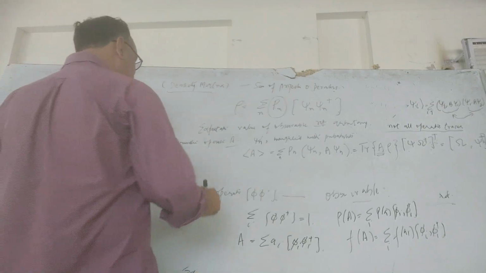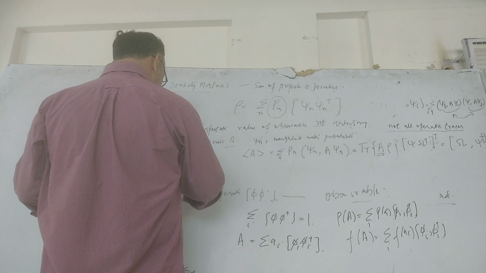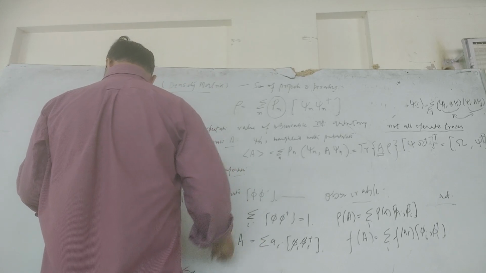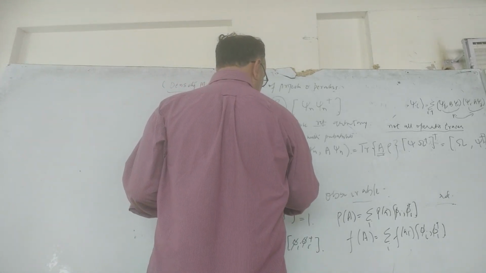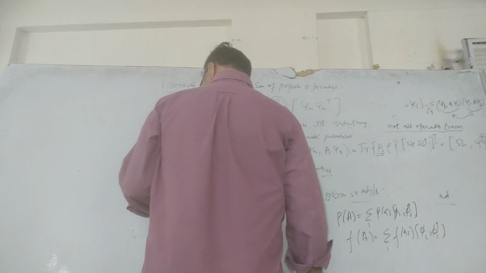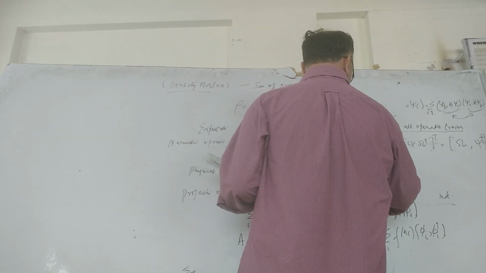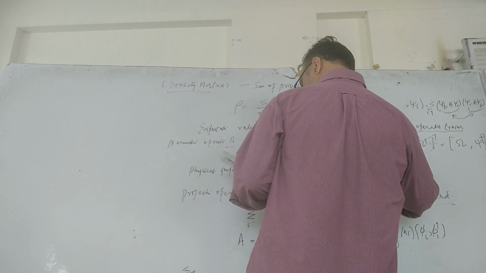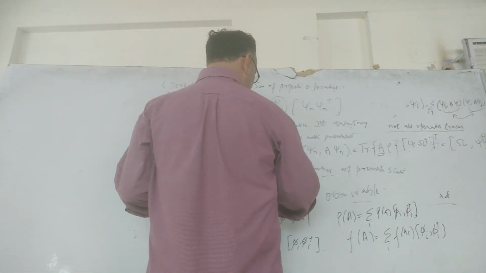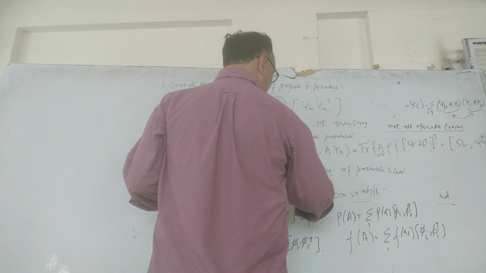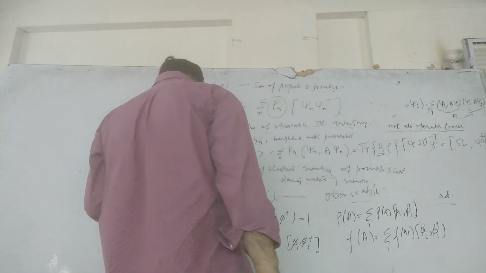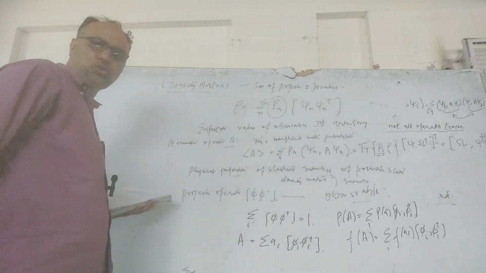Or you can say these are the physical properties, another way of saying, of statistical ensembles of possible states, which are characterized by the density matrix of the ensemble.